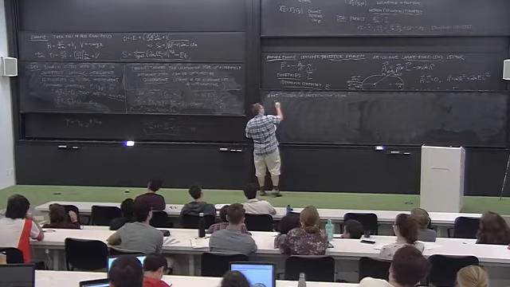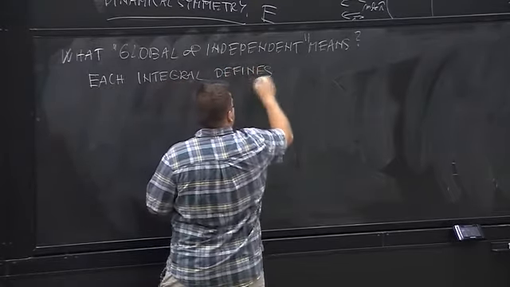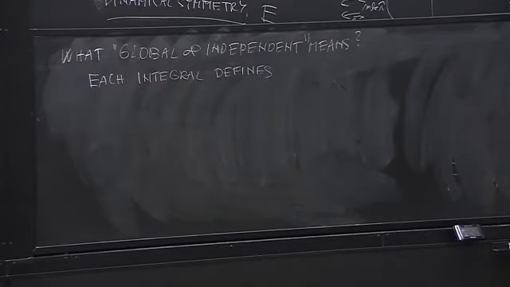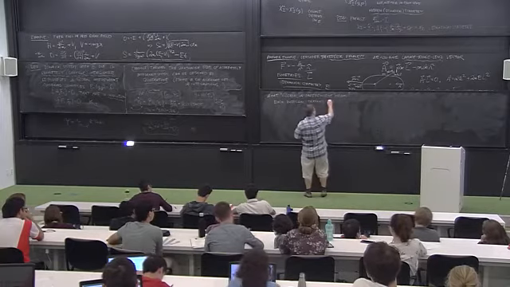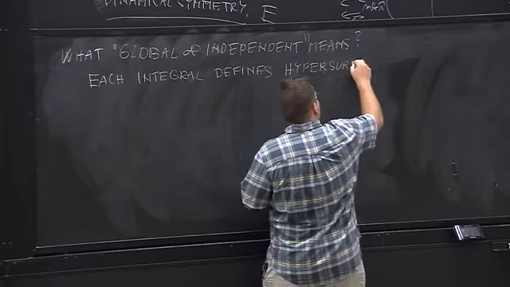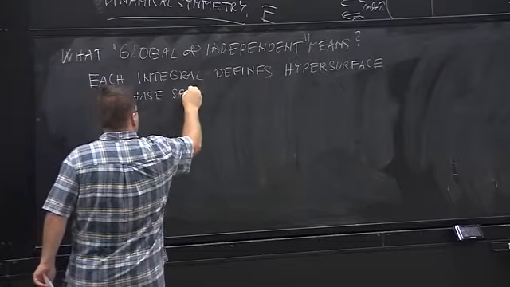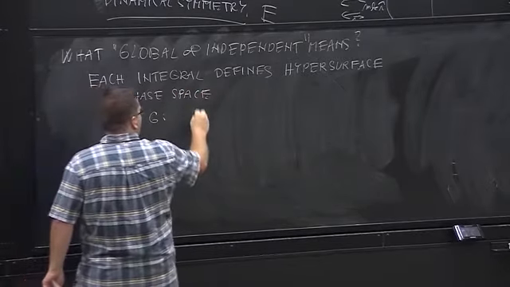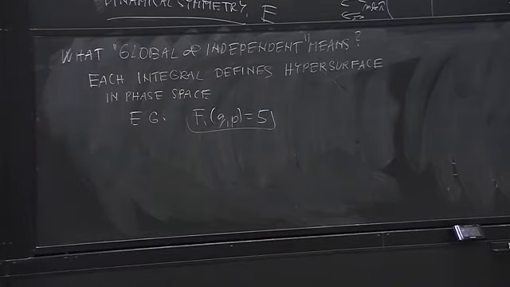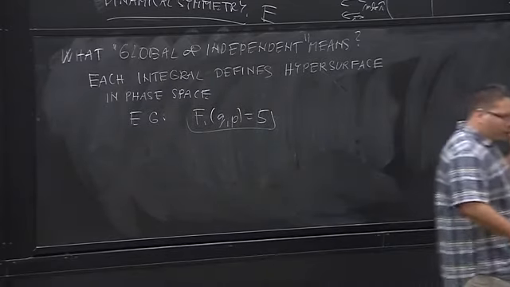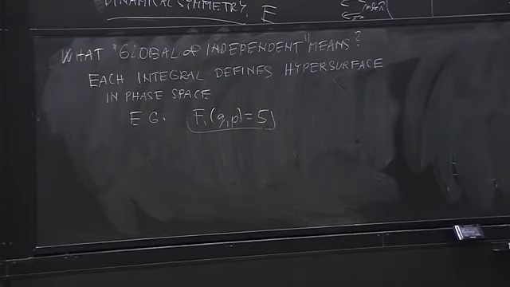So each integral defines, well, okay. Typically people say surface if it's a 2-dimensional surface. If it's a higher-dimensional surface, which however has only one constraint, they call it a hypersurface, so it doesn't matter. So it defines a hypersurface in phase space. So for example, F1(q, p) equals 5 is an equation of a hypersurface in this case. But we know that for our special motion, this will always be true. The value of that integral of motion will stay 5 no matter what I do, because it's a constant quantity.